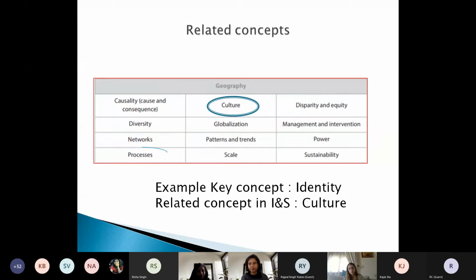So let me give you my example. As an individuals and societies educator, when I was taking up the unit Where Are All the People, identity was the key concept, and the related concept was culture over here. So I would now request all of you to open the related concept document on the Padlet. This is already uploaded, as I said. Open the related concept document and select one or two related concepts that would be related to the unit.